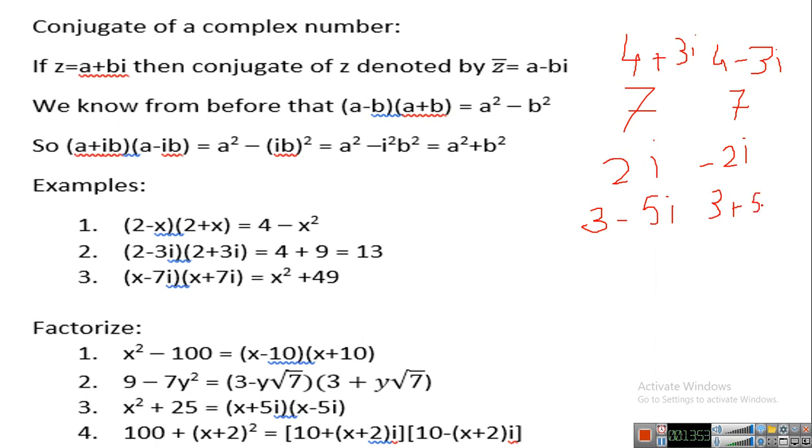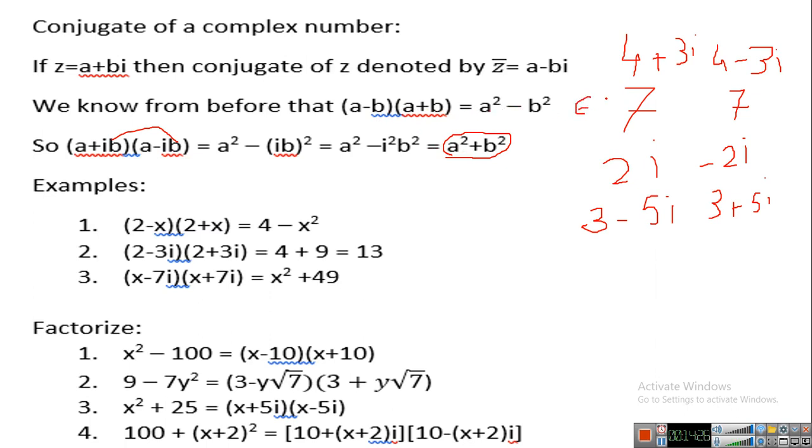Why the importance of a conjugate? If you multiply a plus ib into a minus ib, it's of the form x plus y into x minus y, a square minus b square. So it will be a square minus i square b square. But i squared is minus 1. Because i squared is minus 1, minus times minus will be plus. So please, from now on, a plus ib into a minus ib is a square plus b square. But a minus b into a plus b, the ordinary one, is a square minus b square.